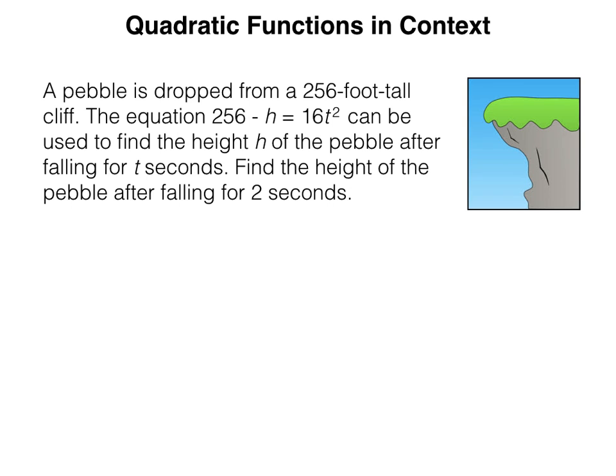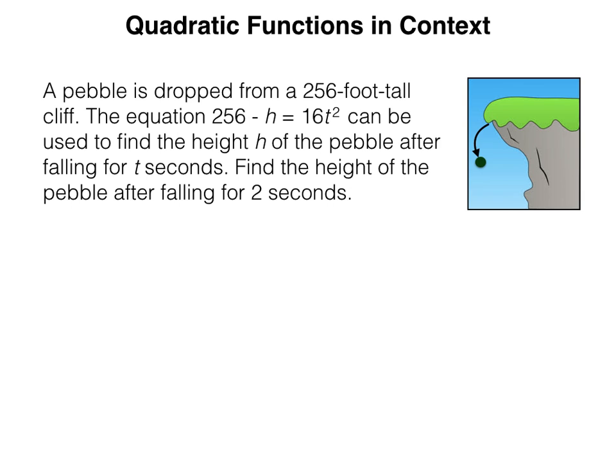Here we have that a pebble is dropped from a 256-foot tall cliff. And the equation 256 minus h equals 16t squared can be used to find the height h of the pebble after falling for t seconds. So gravity is affecting this. And it says find the height of the pebble after falling for 2 seconds.